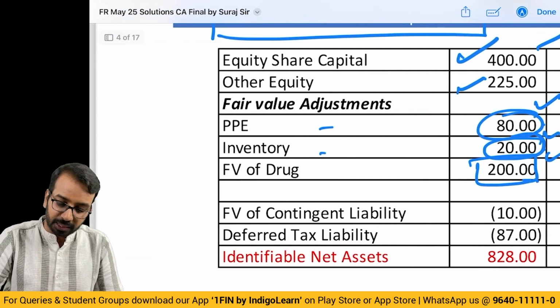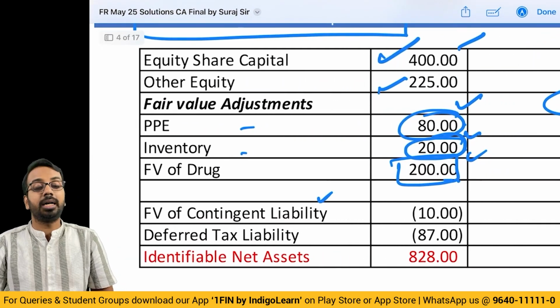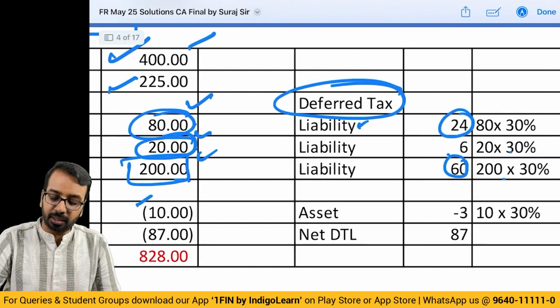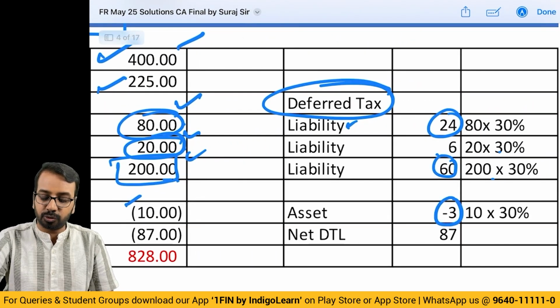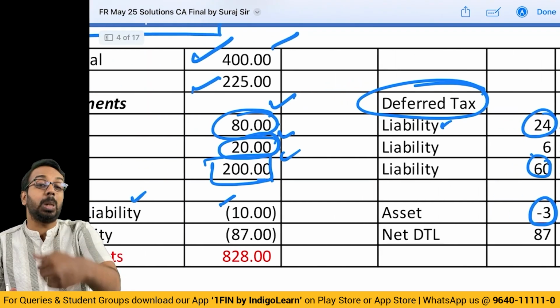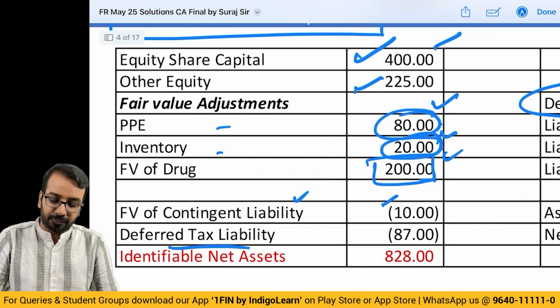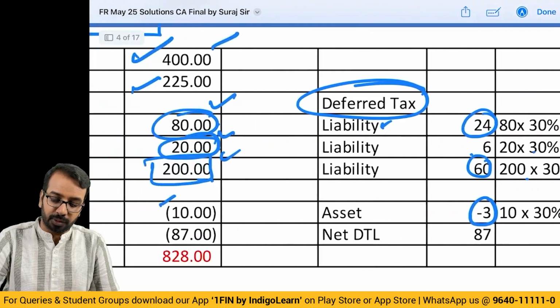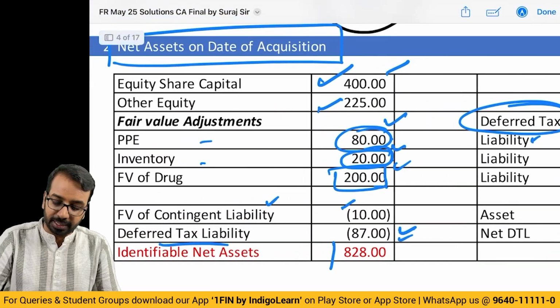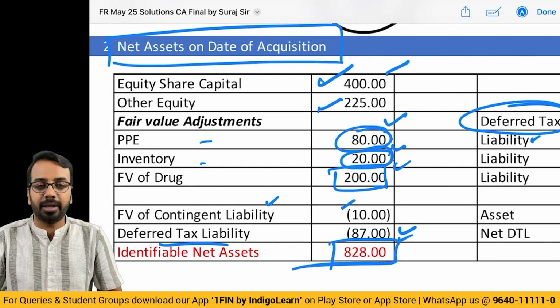Then we have contingent liability. We have a contingent liability that is now recognized at fair value. This will result in a deferred tax asset whenever we pay. So it will be a negative number. So why is it a deferred tax asset here? Because it's a loss. Then the net deferred tax liability will be the sum of all of these, which works out to 87. Now after you do all of that, you get the identifiable net assets at 828.